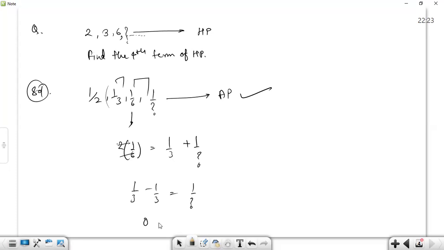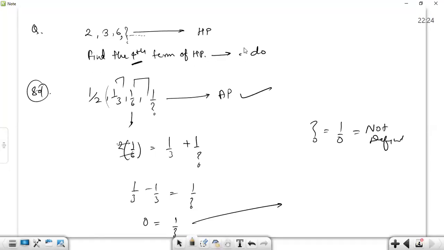Now this becomes 0 is equal to 1 by question mark. Now question mark is 1 by 0, which is not defined. So it means the fourth term of HP does not exist. So option D is correct. Does not exist. Any doubts, anyone?